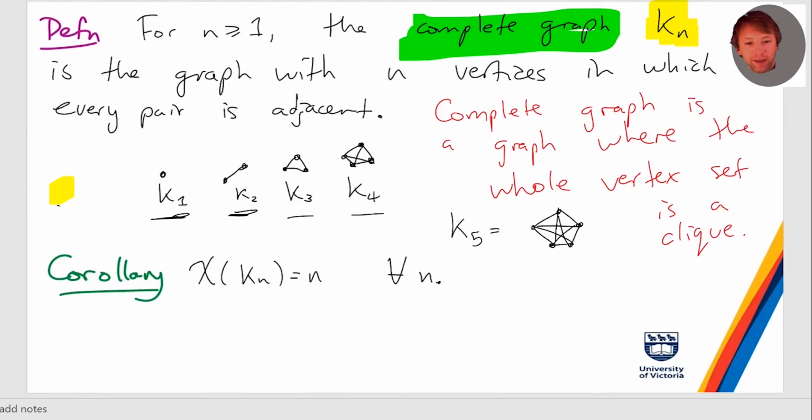By the way, maybe just to practice with counting and these graph theory definitions, how many edges does Kn have? Maybe answer in the chat. Maybe I could have made this a poll. So the complete graph on n vertices, how many edges does it have? Can anyone tell from the definition?